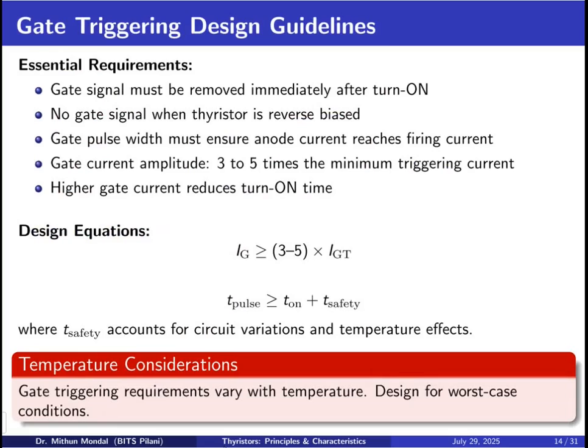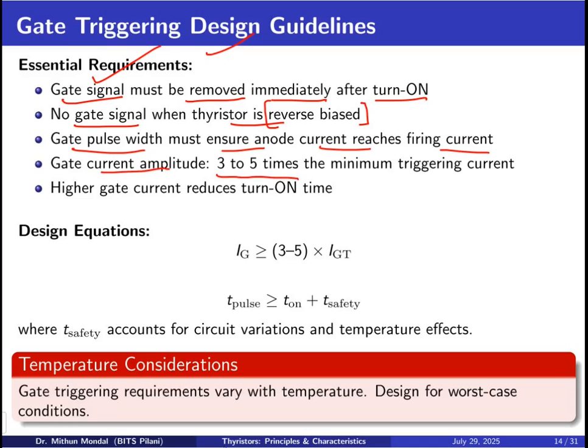If we talk about gate triggering design, the essential requirement is that the gate signal must be removed immediately after the turn on process. So you need to remove the gate signal. There should be no gate signal when the thyristor is reverse biased, because if the thyristor is reverse biased, then there is no impact of the gate signal. The gate pulse width must ensure the anode current reaches the firing current, and the gate current amplitude should be 3 to 5 times the minimum triggering current required. Higher gate current will reduce the turn on time.